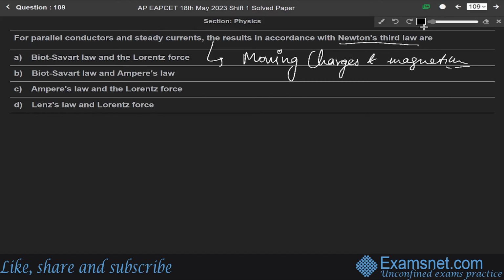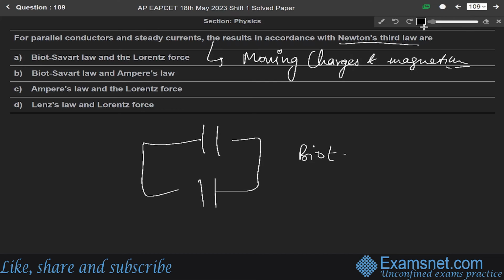So for parallel conductors, let us say these two conductors are in parallel combination, and steady current, the results in accordance with Newton's third law are Biot-Savart law always. Okay, these are in Biot-Savart law and Lorentz force law. So among these four, option A is the correct answer.